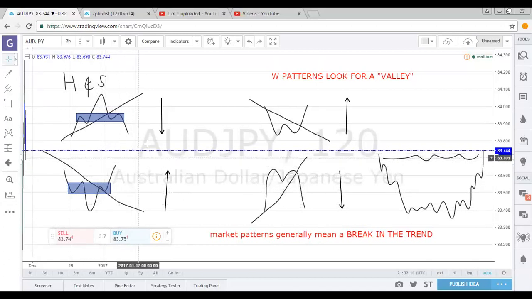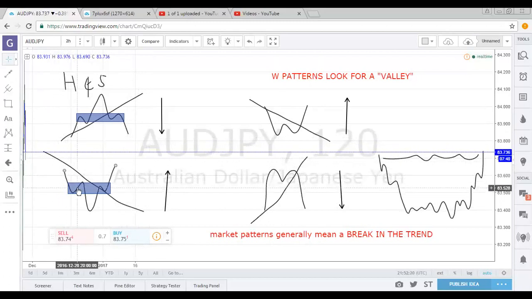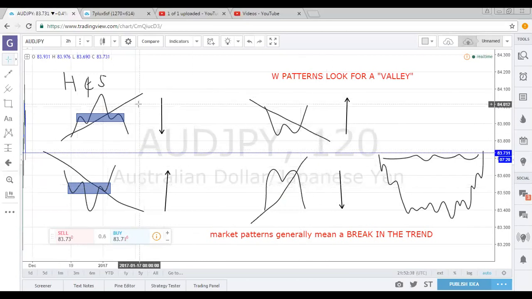those higher lows. So market patterns generally mean a break in a trend, but because it's the market, don't always assume that it's 100%. Assume that you can catch some good amount of pips. Okay, I would say head and shoulder patterns are more reliable than a W or an M pattern, just because of how perfect they form. Sometimes you'll see perfect head and shoulder patterns, and they're beautiful. You'll catch some serious money off of them.